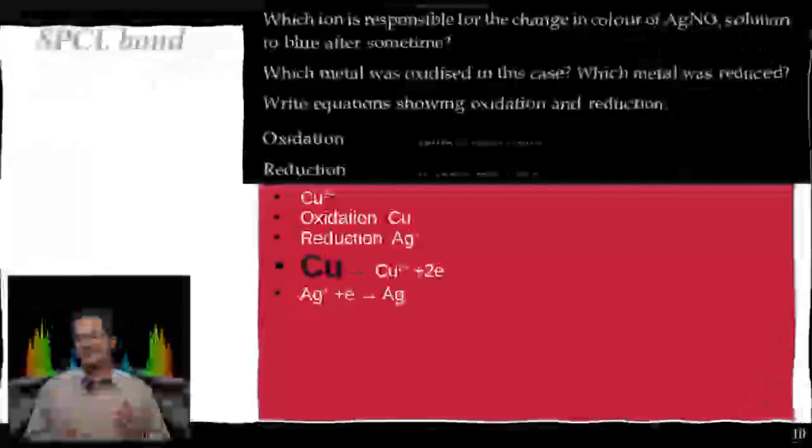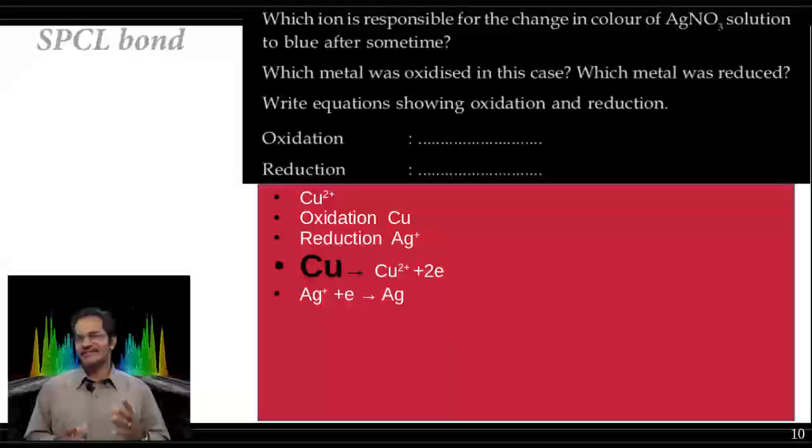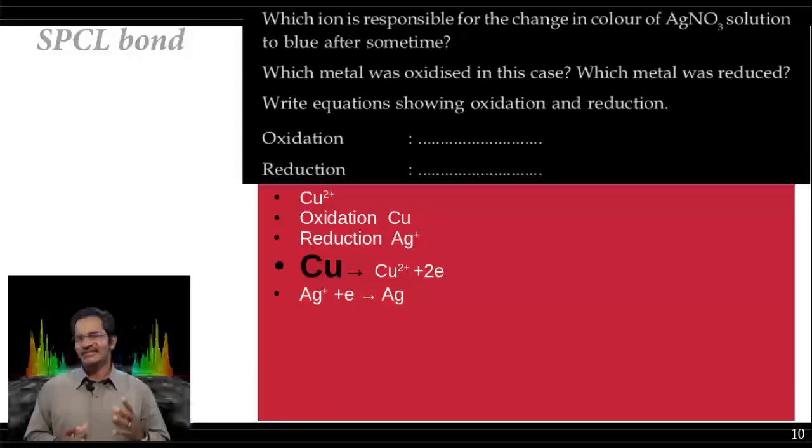Then listen. Which ion is responsible for the change in color of silver nitrate solution to blue after some time? When a copper rod is immersed in silver nitrate solution, we can see that copper nitrate, cupric nitrate, is formed. Here the Cu2+ ion is formed. That Cu2+ is the reason for the blue color formation. Which metal was oxidized in this case? No doubt copper is oxidized. Cu0 is converted to Cu2+.